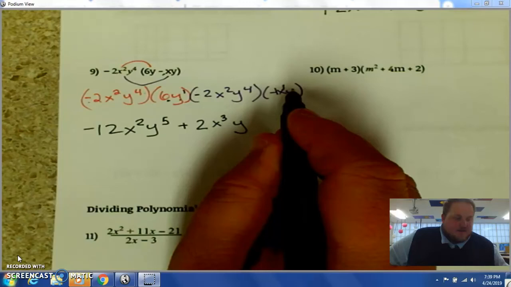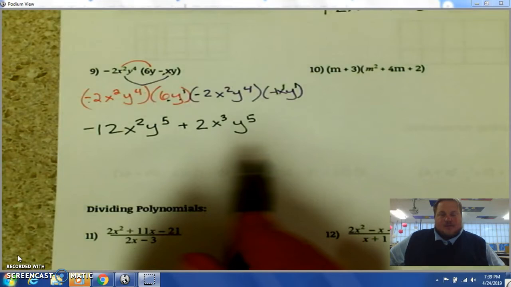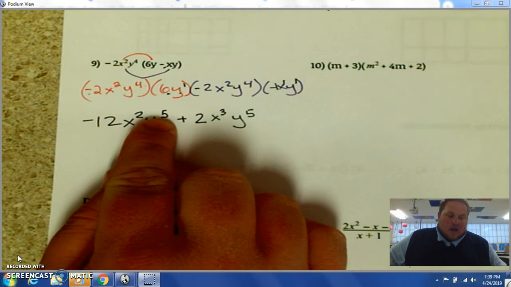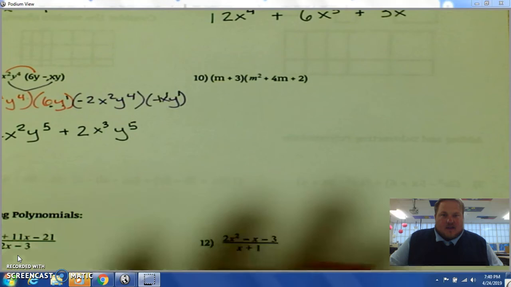Okay? We can't simplify that, so we leave it alone. We can't add these y to the 5ths because they're being multiplied. Treat that as a unit. Okay? This would have to be x cubed y to the 5th as well in order to combine them. Then we have m plus 3 times m squared plus 4m plus 2.